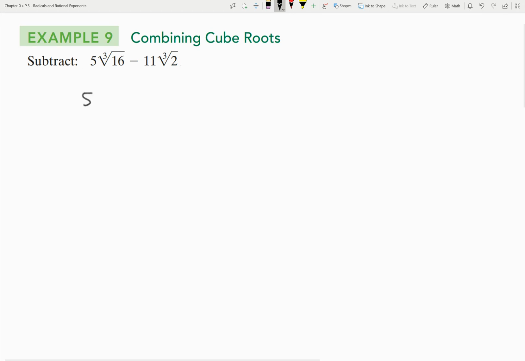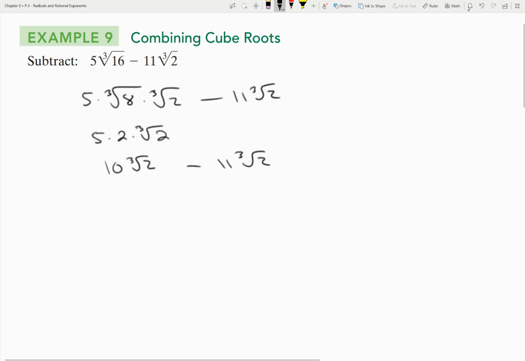So this turns into 5 times cube root, let's change that to an 8 times 2. Cube root of 8 is 2. So that's 5 times 2 times the cube root of 2. And so that would be 10 cube root 2 minus, well, nothing to do there because this is already a cube root of 2, so minus 11 cube root 2. So my answer is negative 1 cube root 2.